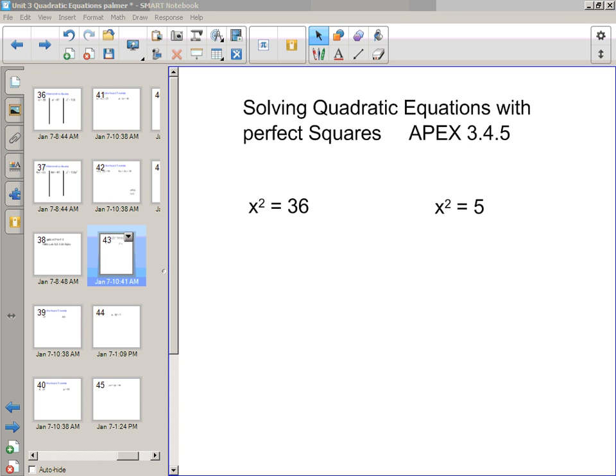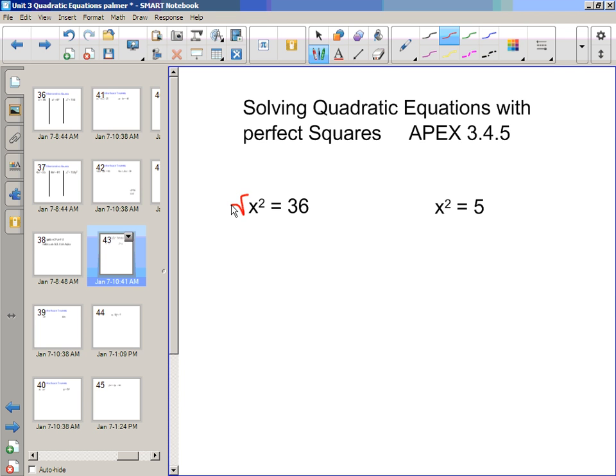All right, for section 3.4.5, we want to talk about solving quadratic equations with perfect squares. So again, before we get into the complicated equations, I want to look at something simple. So here's a quadratic equation. It's got a squared. X squared equals 36. You've seen this before. How do you undo squaring?